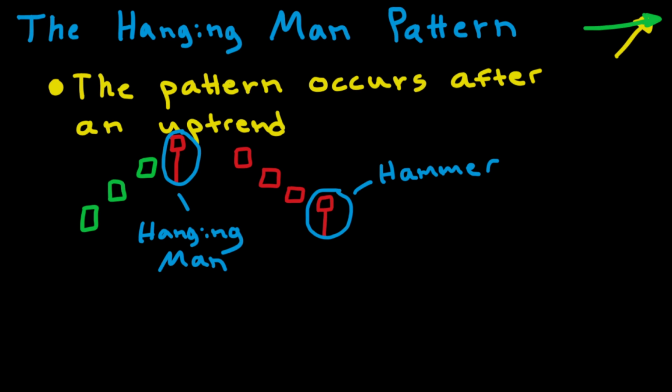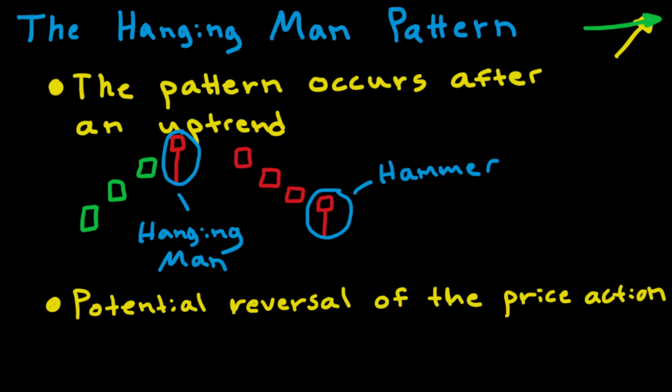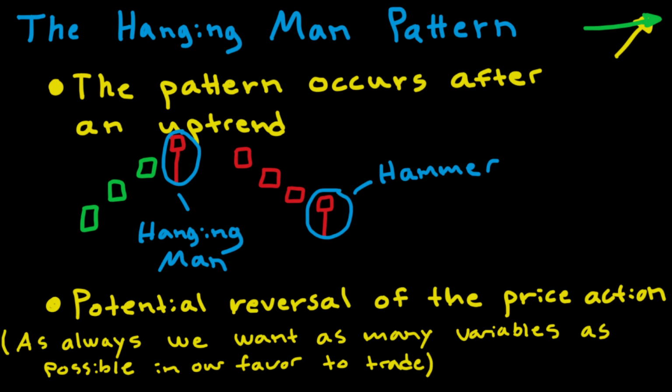And what does the hanging man tell us? Well, it is a potential reversal of the price action. But we need to be careful here. So I added a little note here that says, as always, we want as many variables as possible in our favor to actually trade. So to trade only by seeing a hanging man is a very risky move. Oftentimes we want to combine it with other kinds of technical data, for example, support and resistance, and the context in which the hanging man occurs.